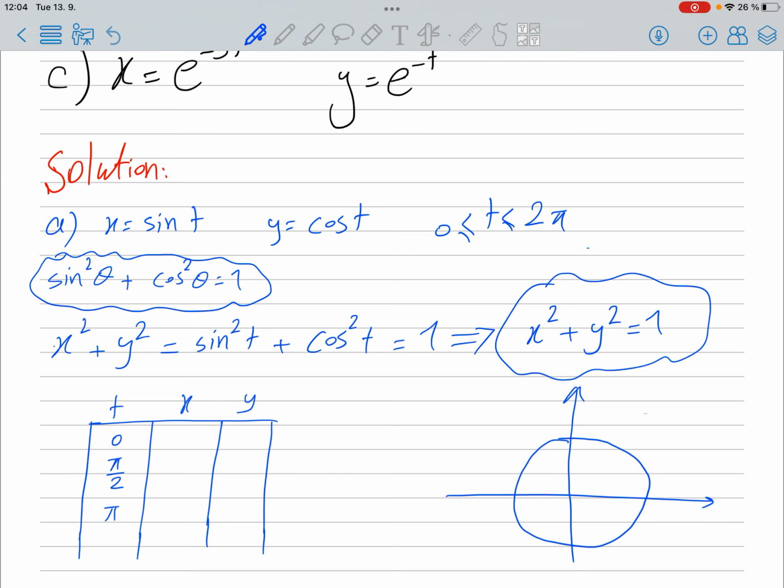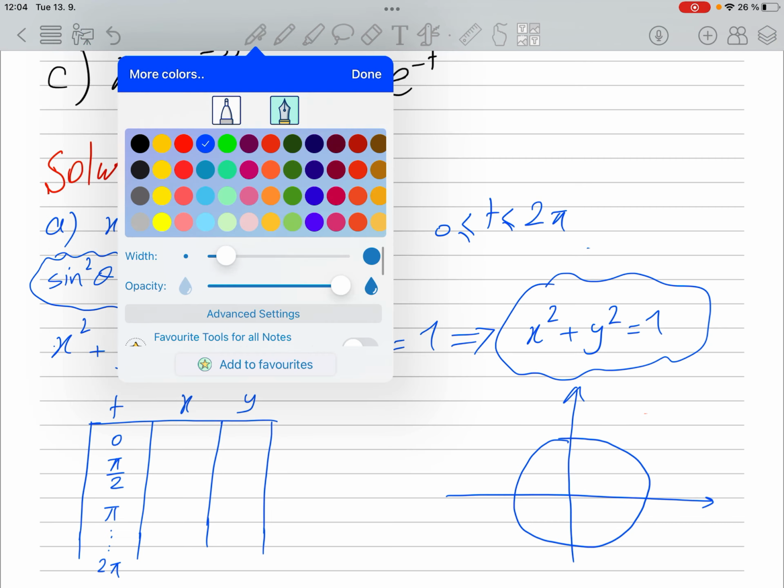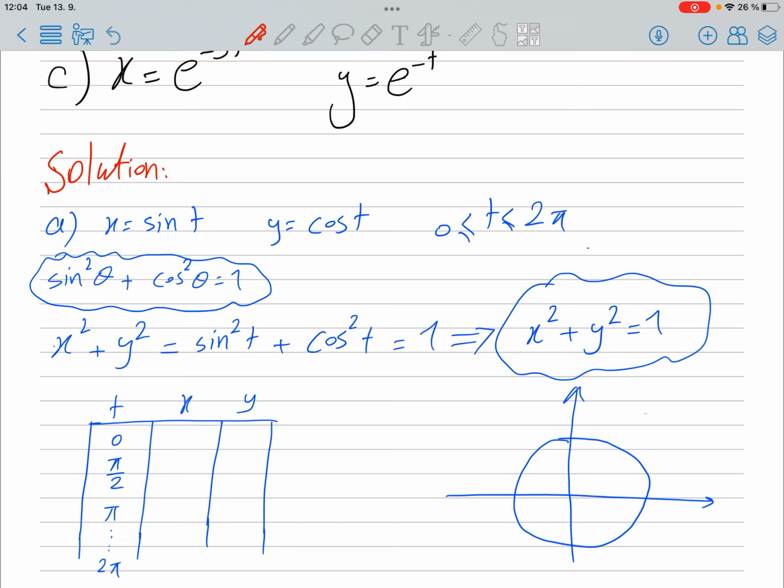By those points you could certainly find the direction of your parametric curve. But you can easily go till 2 pi. So now, if you take t to be 0, x is equal to 0 and y is equal to 1. For pi over 2, x is equal to 1 and y is 0, and for pi, x is equal to 0 and y is equal to -1.